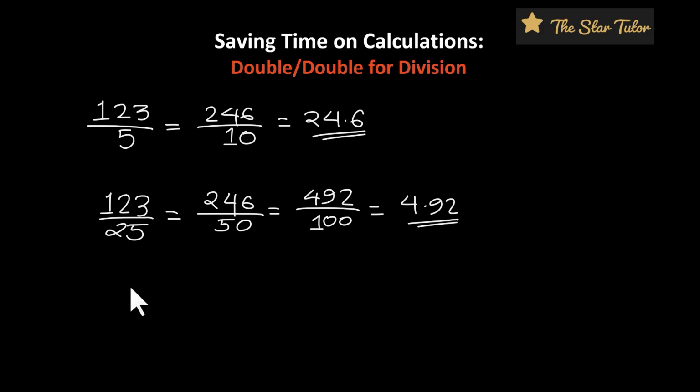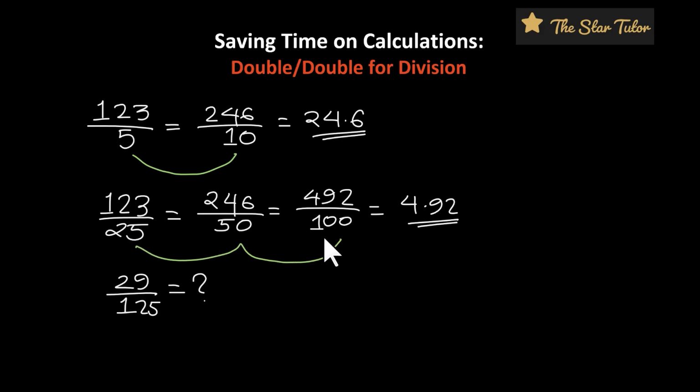Let me give you one more to solve. What about 29 over 125? I'll give you a hint though. When we divided by 5, we doubled once, but when we divided by 25, we doubled twice. Think about what the divisor or the denominator has to do with the number of times we double. Feel free to pause the video and work on this. If you're still unsure, I can elaborate.